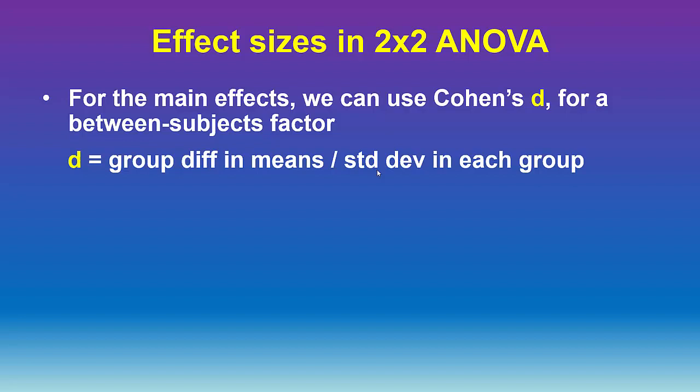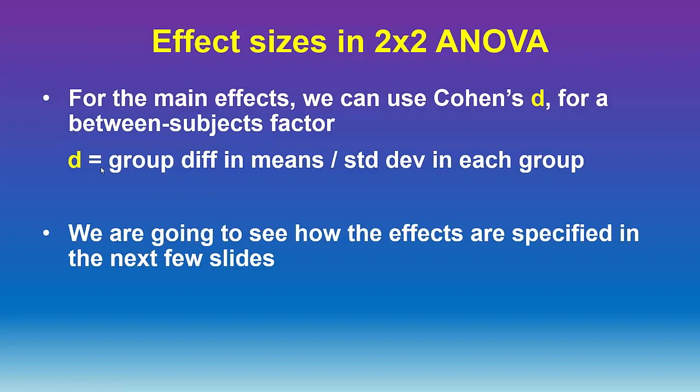And as you know, ANOVAs like this, in the between subjects case, require homogeneity of variance between the factor levels. So these variances or standard deviations in each group should be approximately equal in order for the assumptions underlying the ANOVA to be met. So to calculate d, if these standard deviations aren't exactly equal, you can average them, but they should be pretty similar. So just taking an average will give you a rough idea of what the effect size is. We're going to see how these effects, main effects and interactions, are specified in terms of an effect size like this in the next few slides.